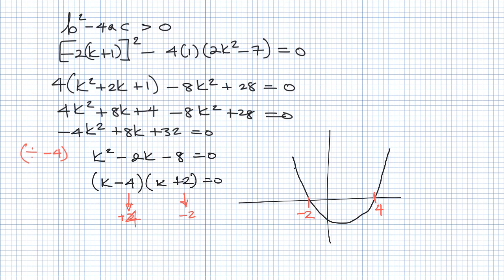Now let's bring that inequality back in. This was meant to be greater than 0, yes? Yeah, greater than 0. Greater than 0 means that we're looking for the part of the graph above the x-axis, which means that we want that region out there, this region out here, which means you're greater than 4 and you're less than minus 2. So the values of k for which this function has real roots is when k is greater than 4 and when k is less than minus 2.